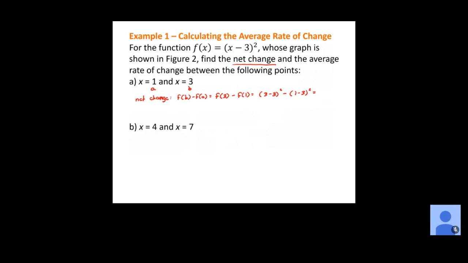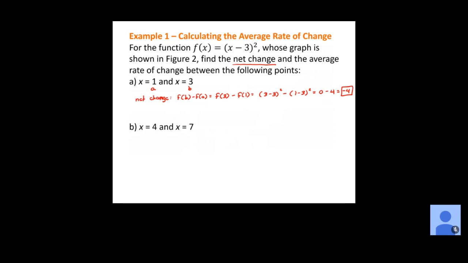And then if we simplify all that now, 3 minus 3 is 0, 0 squared is 0. And then 1 minus 3 is going to be a negative 2, but negative 2 squared becomes 4. So we have 0 minus 4, which gives us negative 4. Okay, so that is our net change of our function between the values of 1 and 3.